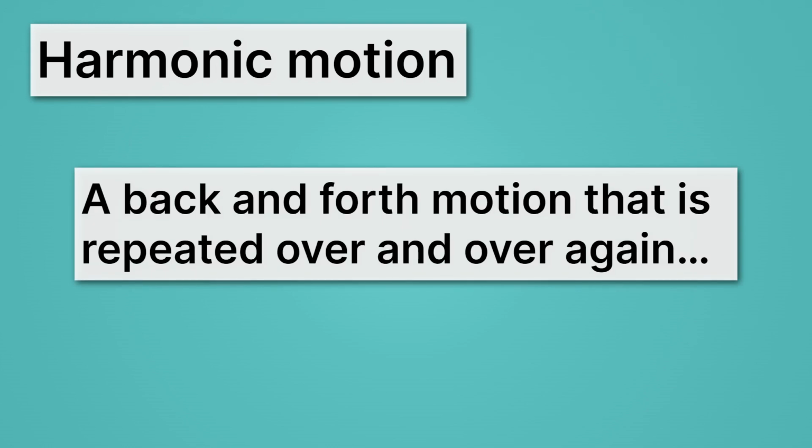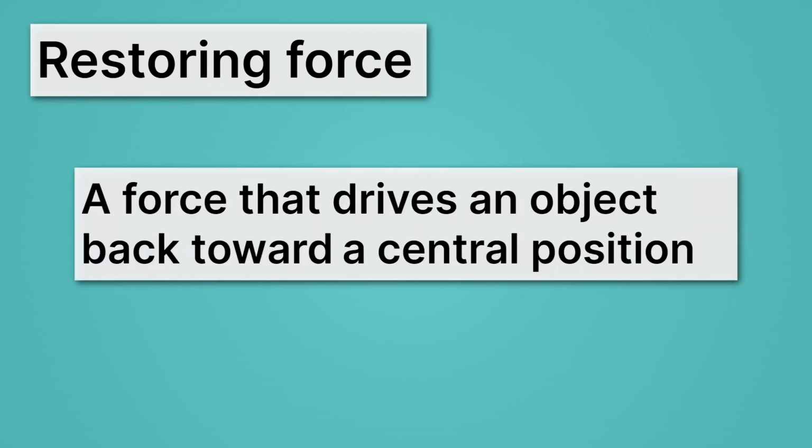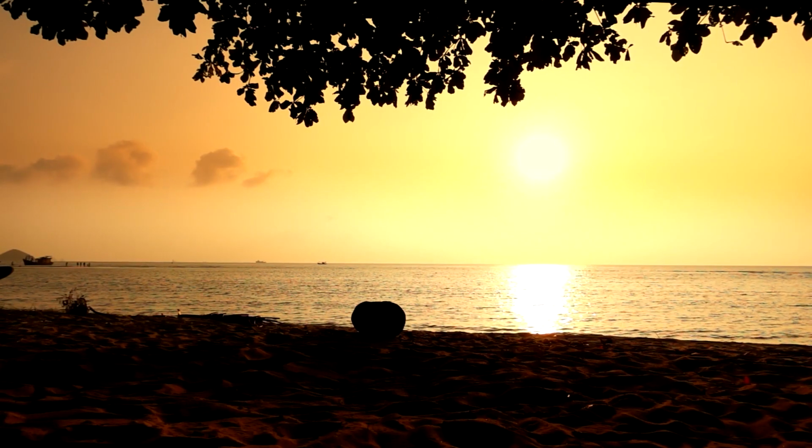Basically, it's a back and forth motion that is repeated over and over again. So if you can think of a nice simple back and forth motion that's repeated over and over again, that's harmonic motion. We'll look at a ton of examples. This back and forth motion is due to what's called a restoring force, a force that always pushes it back towards the center. So remember, a restoring force is a force that drives an object back towards a central position. I think we need an example.